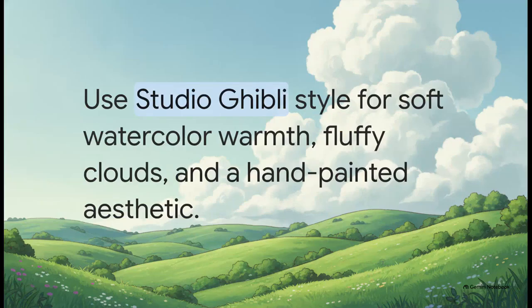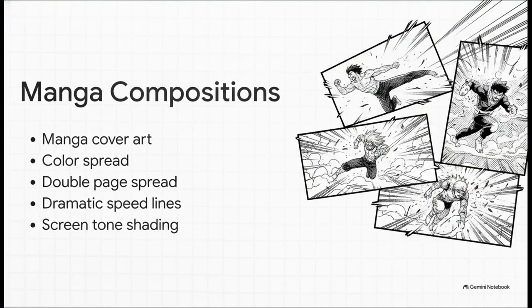Now, specifying an era or referencing a famous studio is kind of the ultimate hack for environmental consistency. For instance, if you prompt for a Studio Ghibli-style scene by explicitly asking for soft watercolor warmth, fluffy white clouds, and a hand-painted aesthetic, it pretty much ensures your world maintains a very distinct, warm, and nostalgic feeling from one scene to the next. But what if you're aiming to create a manga rather than an animated show?